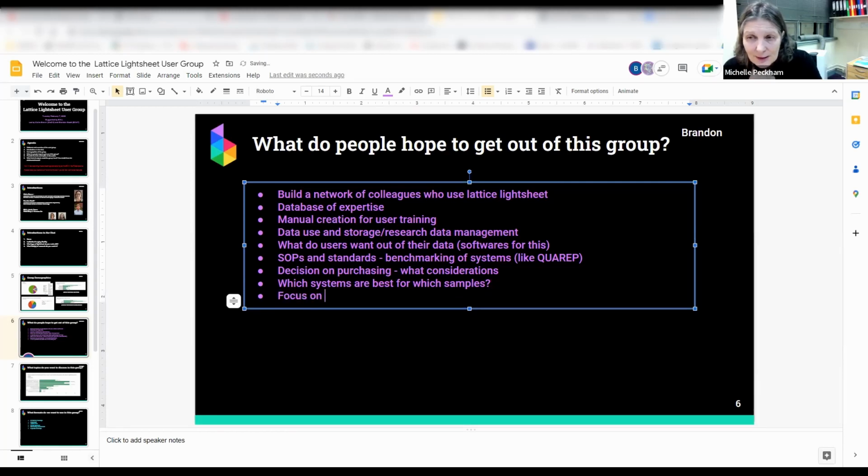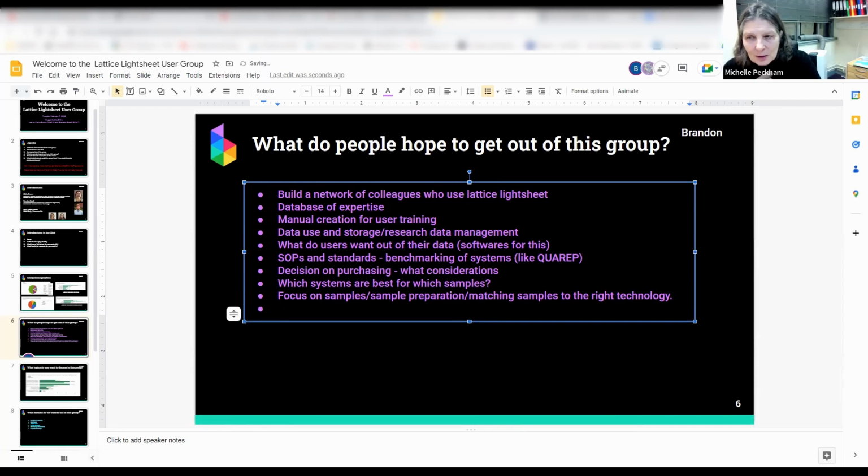So lots of different things. And I know other people, and we don't do it at Leeds, but I know other people do things like C. elegans and zebrafish and so on. So I think just getting an idea of the different samples that people even just put on the Lattice Lightsheet, and what the challenges are, and which works, what doesn't, what you have to think about, would be really good.